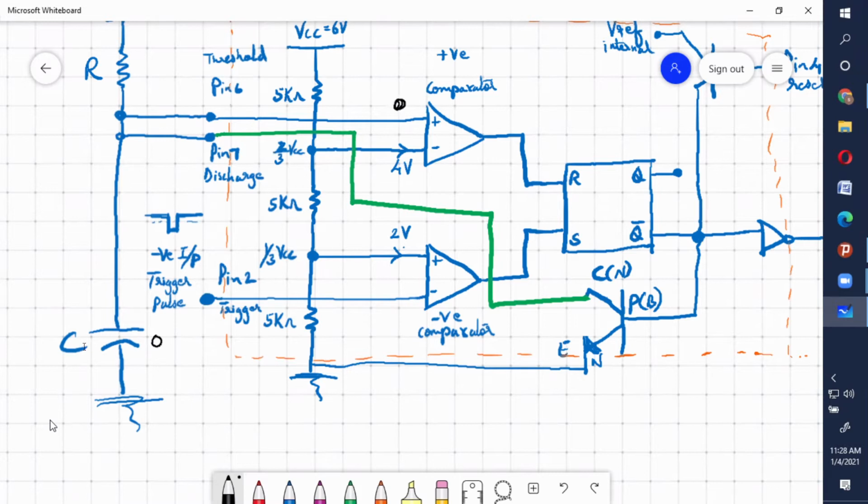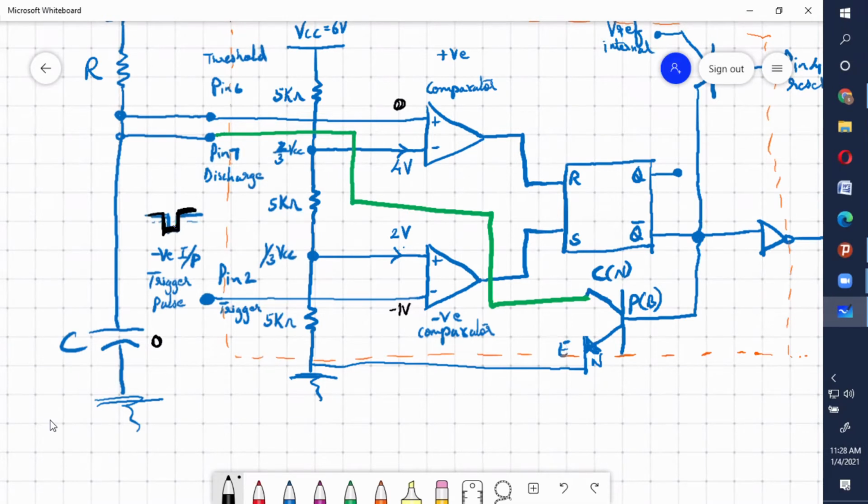And assume that I will apply a negative trigger pulse, that is some negative value I am applying, to my pin number 2. Assume that I will apply minus 1 volts. Whenever I apply a negative trigger, assume that some minus 1 volts I have applied. Already the capacitance value initially is 0. That 0 is already applied to the positive of your comparator.